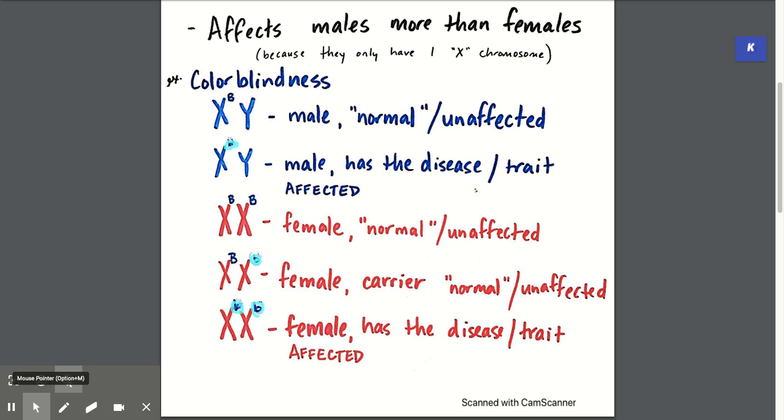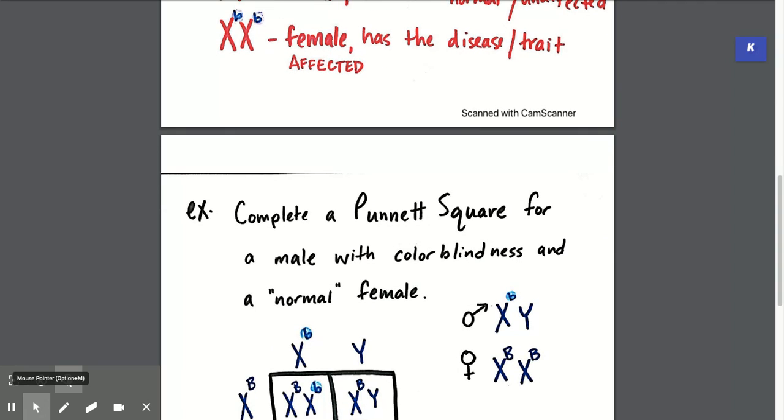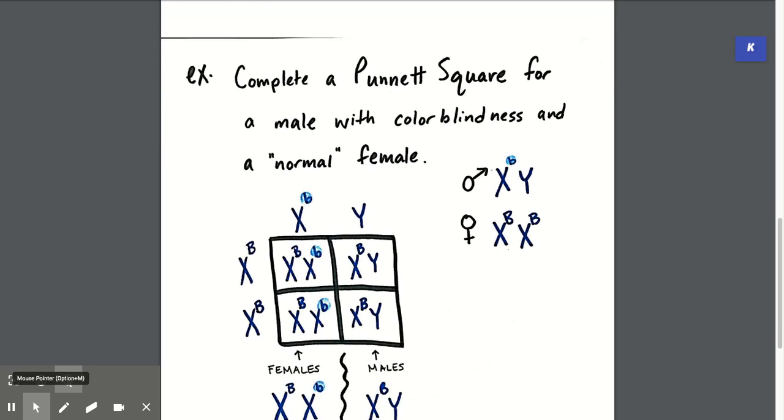So the only way a female can have a disease or trait inherited according to X linkage is if they inherit two copies of the gene for a disease or trait. And in this case, it is color blindness, and this female would indeed be colorblind. So as we move along, I'm going to scroll down. I'm just erasing my little highlights here. And I'm going to scroll down, and I want to show you an example.